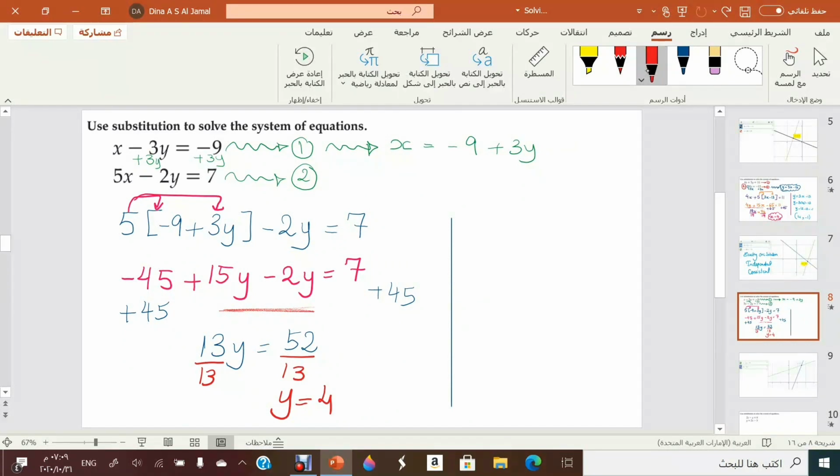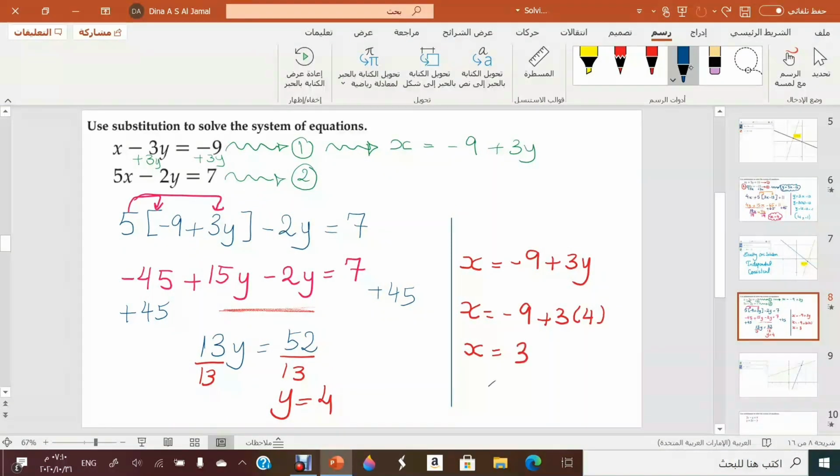So it is the opposite. You will be using now the value of y to find x: minus 9 plus 3y. And as I said, you can use this one or you can use one of them. It will be giving you the same answer. Minus 9 plus 3 multiplied by 4. X is equal to minus 9 plus 12, which will be giving you 3.